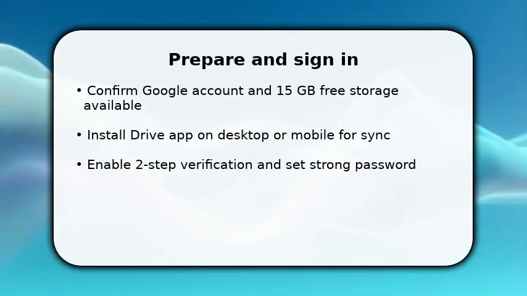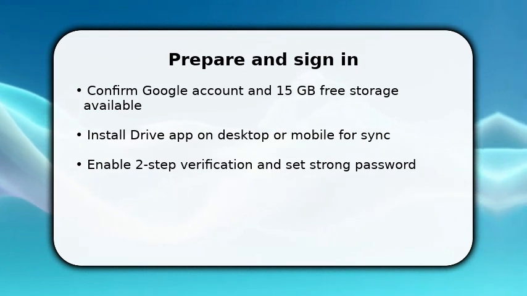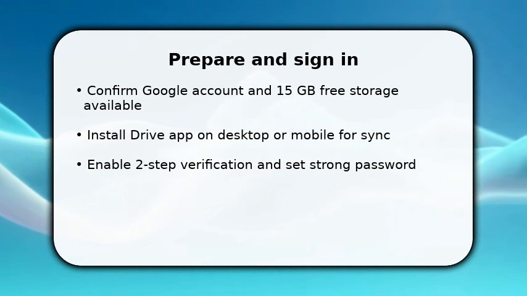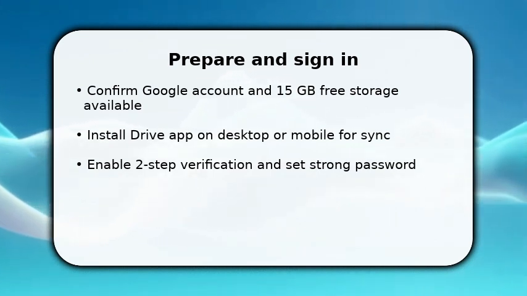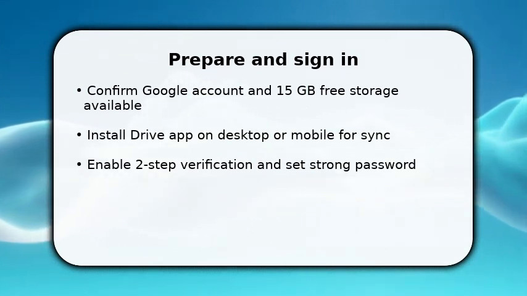You'll start by confirming your Google account and available storage, then sign into Drive. Google.com, or the app. Once signed in, make sure the desktop Backup and Sync or Drive for desktop is installed. This creates a local folder that links to the cloud. You should enable two-step verification now to protect files.